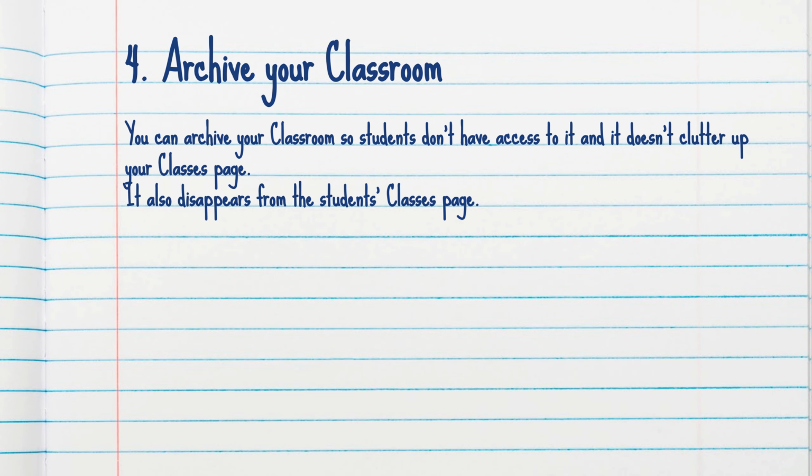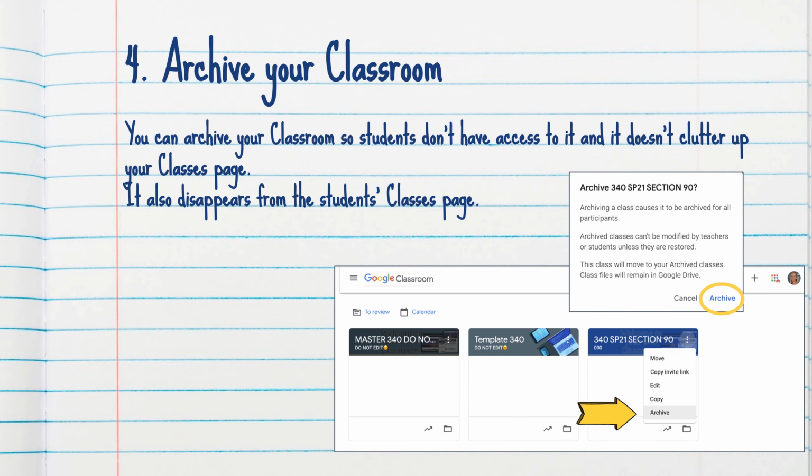The next thing you want to do is to archive your classroom. You can archive it so students don't have access to it, and it doesn't clutter up your classes page. After a few semesters, you'll start having so many classrooms in your classes page that it's hard to find. It just clutters everything up. When you archive your classroom, it also disappears from your students' classes page, and that will help them out as well. So you need to go into your classes page and select the three dots and choose Archive. It'll bring up this little window that warns you about what's going to happen, and you can just click Archive.